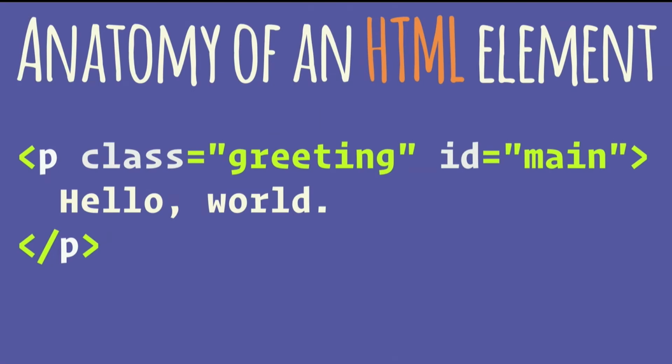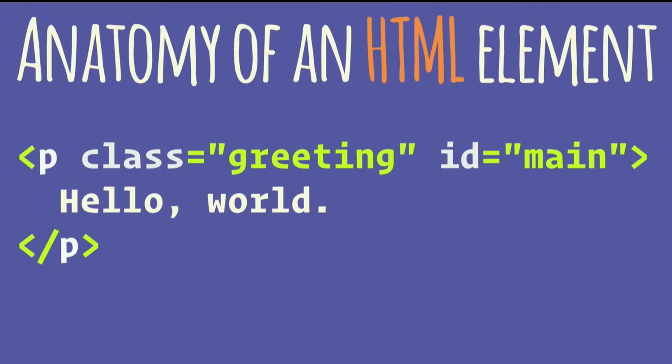Here's an HTML element. What's the P part? Tags, everything between the two angle brackets, right? This is a tag too. This is a closing tag. Just the P is the element name, right?